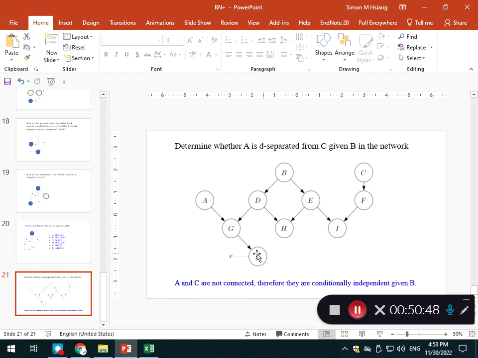Evidence is collected in J, right? And evidence is connected by J. So something happened here. If something happened here, do you think A probably could be responsible? Yes. Right? Could G be responsible? Yes. And could C be responsible?